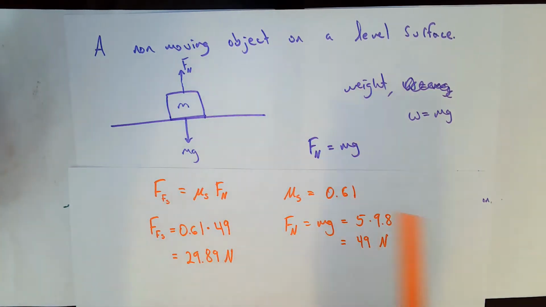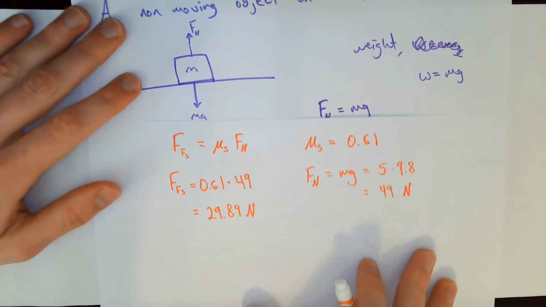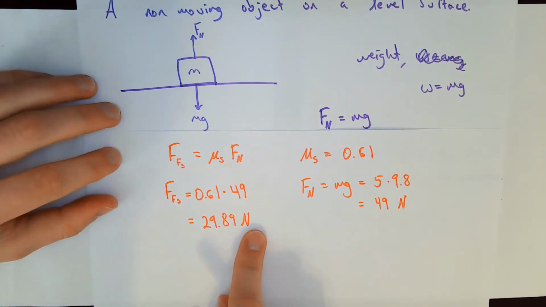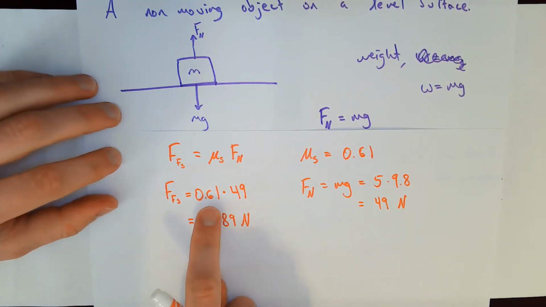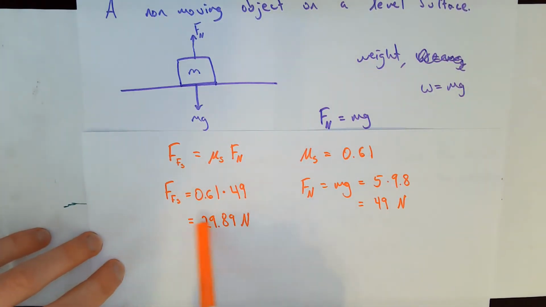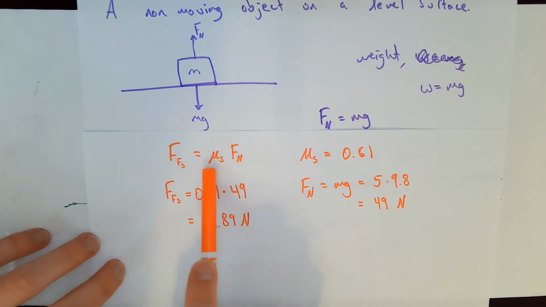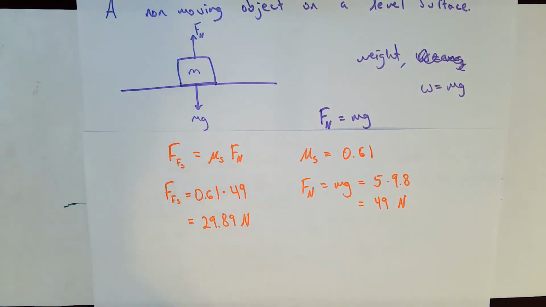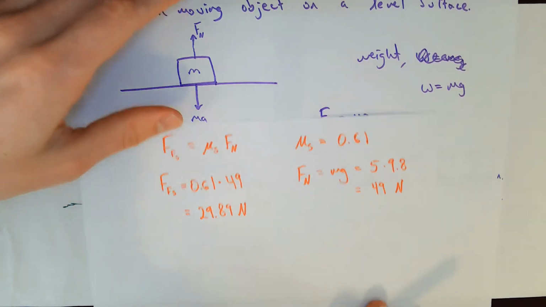Another alternative way this could be asked is you could be given this force and asked to solve for some coefficient. Like, let's say they said, maybe the friction force is 50 newtons, find the coefficient of static friction. And then you could manipulate this equation a little bit to solve for that coefficient of static friction. Okay.